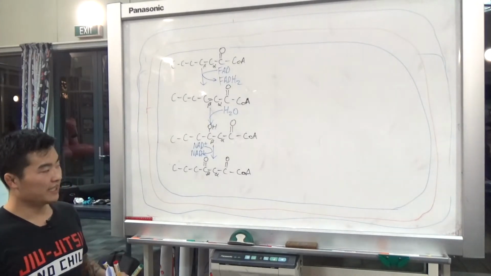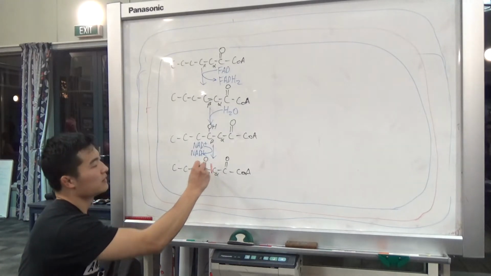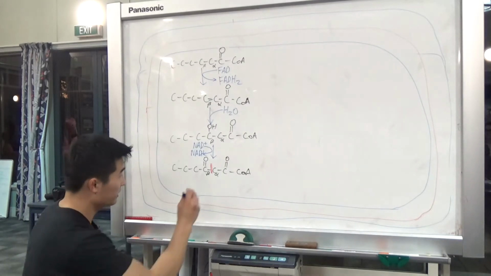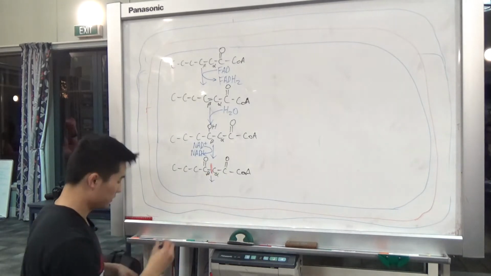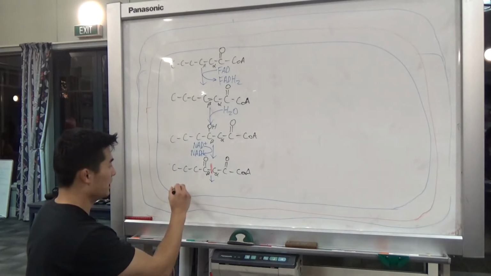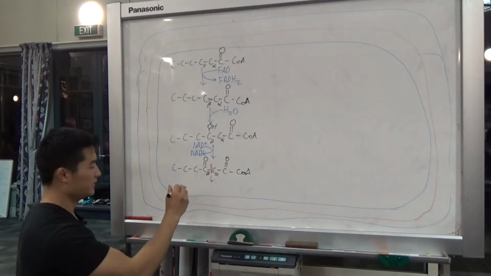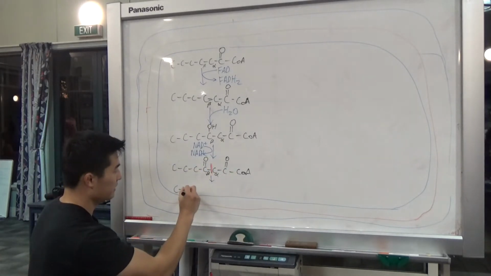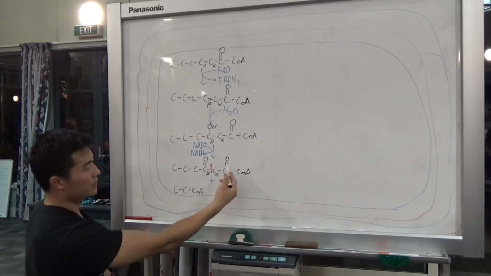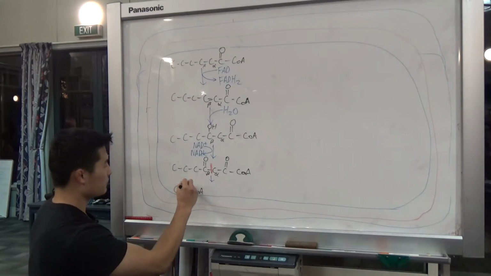So then we can now cut here. And if we do that, we are going to end up with 2 molecules. So the first one is going to be, I'm just going to switch the positions of these two around just for the next step. So we're going to have this part here, which is 2 carbons long.